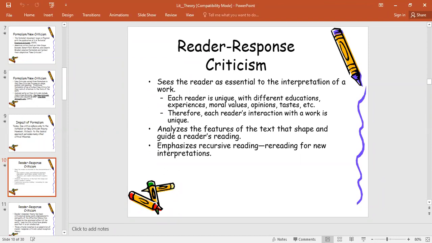Second point is it analyzes the features of text that shape and guide readers' reading. It emphasizes recursive reading, reading for new interpretation. And here, reading for new interpretation means we interpret information or we interpret messages in the light of our own experiences and background knowledge.